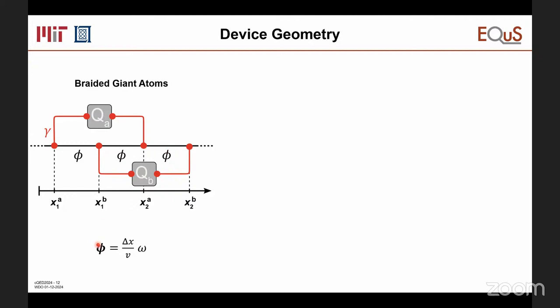Now, we don't really have direct control over that phase by setting the phase. But what we can do is when we design the qubits, we can say how far apart they are spatially, delta x. We also know that there's a velocity to the photon. It's about a third of the speed of light here. And then there's the frequency of that photon. Now, when we fabricate, those qubits are fixed on a substrate, so they don't move. The velocity is fixed, but we can tune the frequency. So that's how we tune the phase.